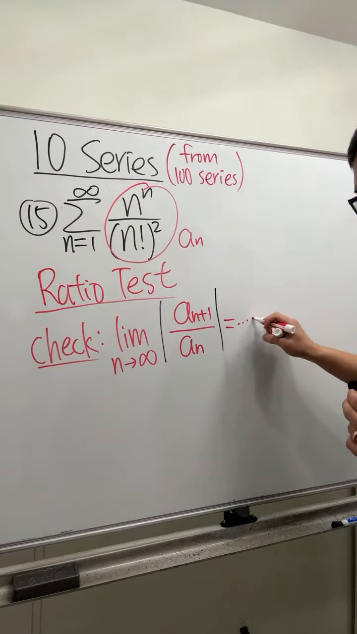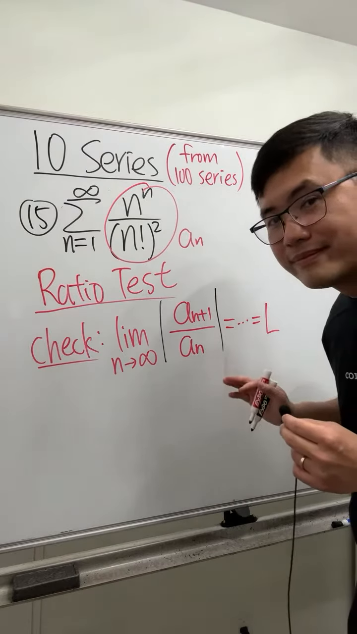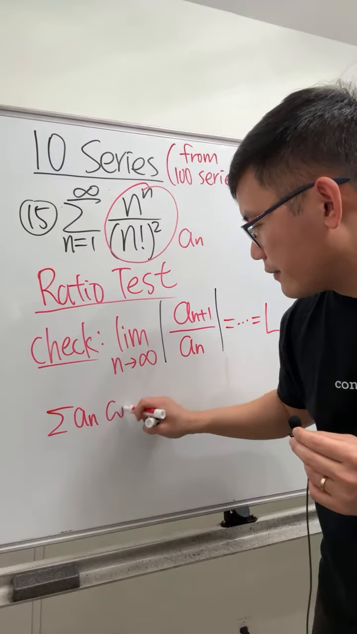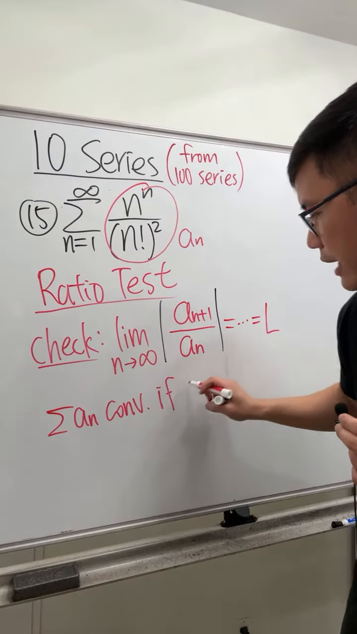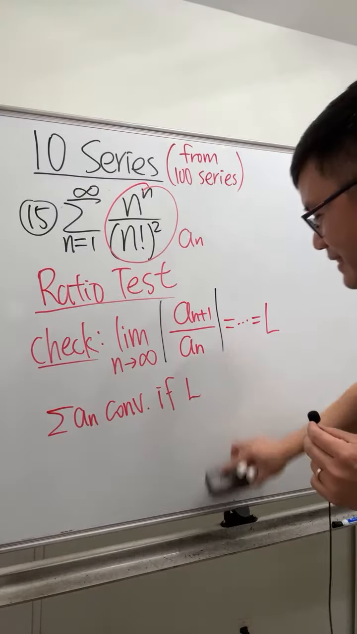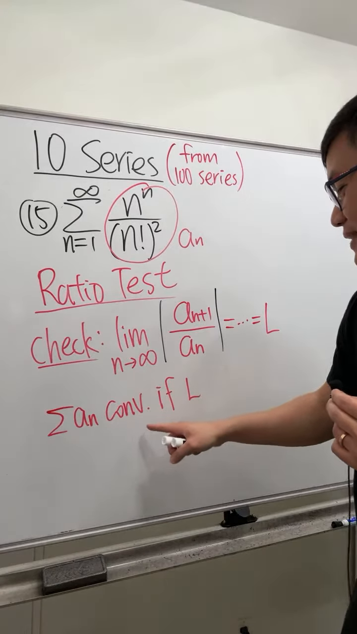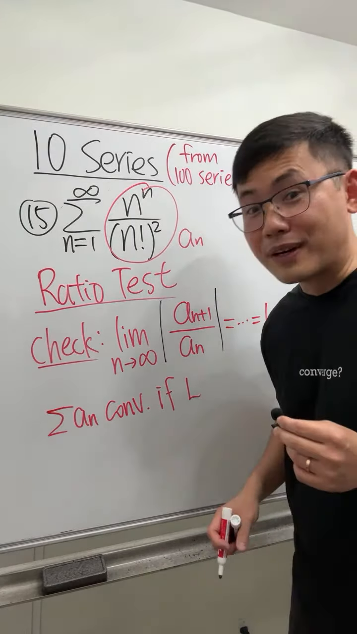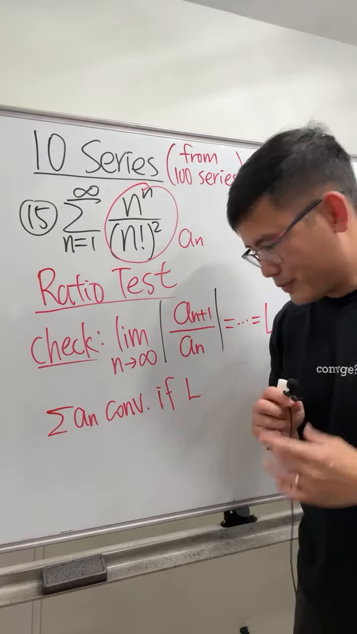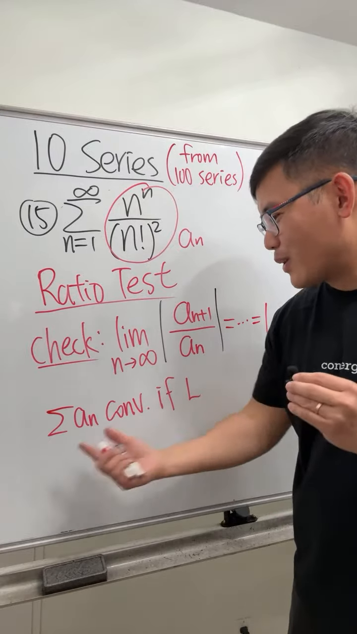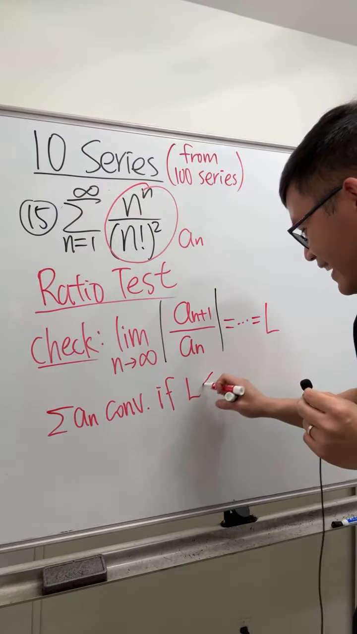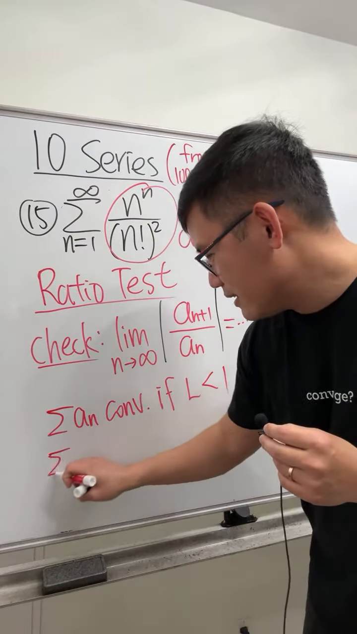Suppose we do all the work and then we end up with some number L. I will tell you this right here, the series of an converges if L is greater than, just kidding. The series an converges if L is what? I forgot, unless I go back to my shirt. So what's the L right here? What's the condition for our original series to converge? L less than 1. Yes, thank you.